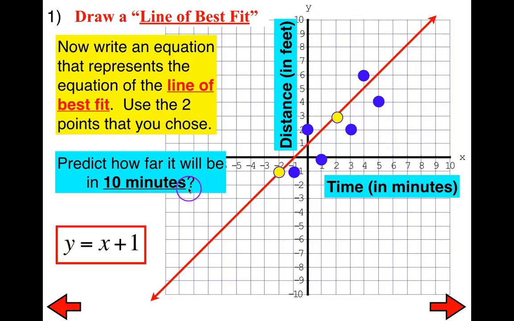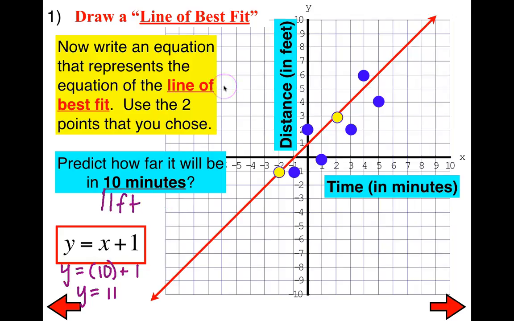Since 10 minutes is represented with the variable x, what I'm going to do is use my equation to make this prediction. Okay, so I'm going to go ahead and plug in 10 for minutes. So y equals 10 plus 1. So I would say y equals 11. Just a friendly reminder, y does represent the distance in feet. So my answer would be 11 feet.